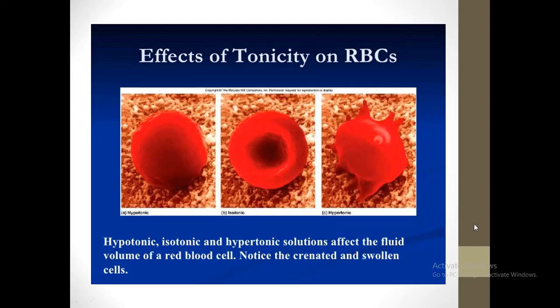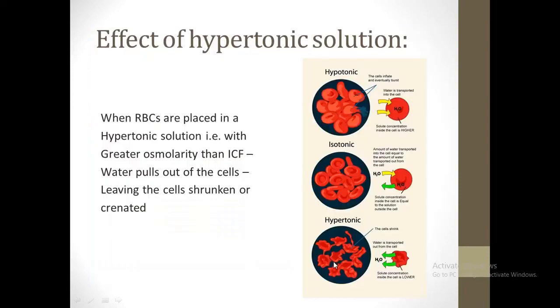Now, this diagram here shows the same effect but on the RBCs. So, here we can see the effect when an RBC is placed in a hypotonic solution, whereby the RBC has swollen. In the isotonic solution, the RBC is in its normal shape, whereas in a hypertonic solution, the RBC has lost water and has become shrunk. Now we are going to discuss these different effects separately.